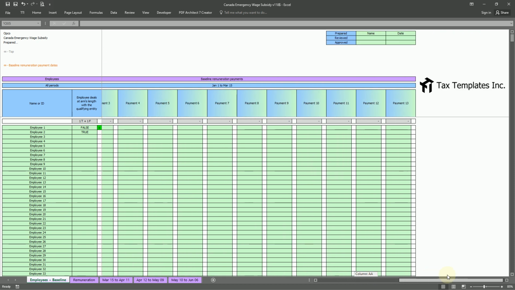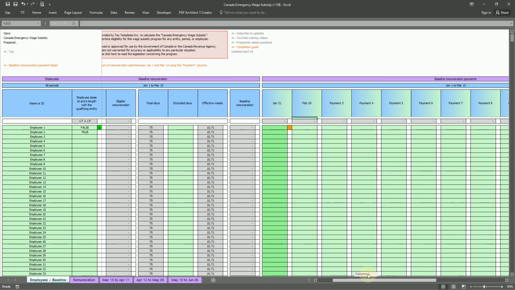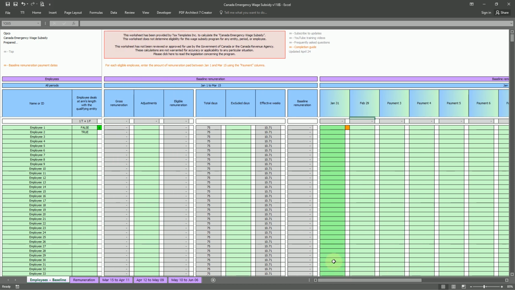Let's assume that the eligible entity has monthly payroll and makes payments on January 31st and February 29th. We will not include March 31st as it is past March 15th. Employee 1 has gross remuneration of $4,000 on January 31st and again on February 29th.